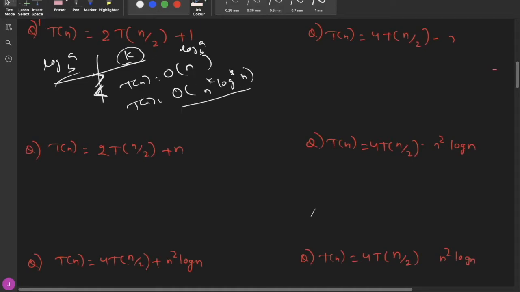But see one thing: if the p value is less than 0, then n power k log power p n is written like n power k log power minus 1 n or minus 2. That means I can write it as n power k by log square n.